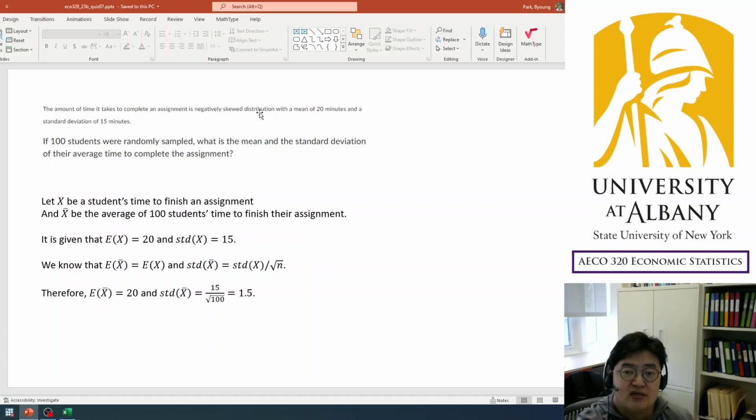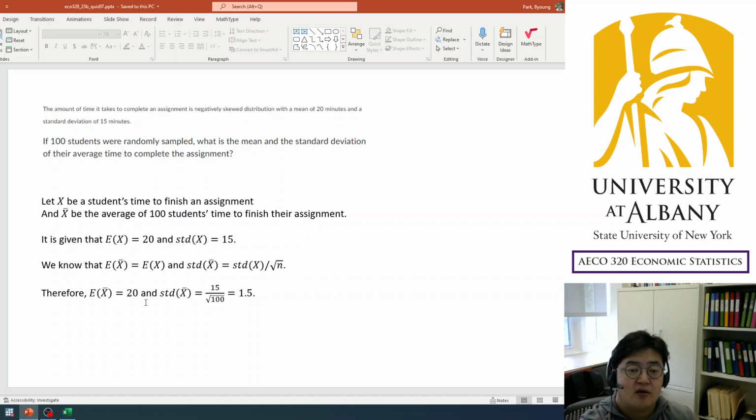Okay, and what we know is the mean and the variance is for single observation x. Expectation of x is 20, standard deviation is 15. And also, we know the formulas for the sample average, mean, and standard deviation. The expectation of the sample average equals the expectation of a single outcome. So it's simple, it's 20. And the standard deviation of the sample average equals the standard deviation of a single outcome divided by square root of sample size. In this case, sample size is 100 because we take average from 100 observations, right? So this n is coming from this sample average.